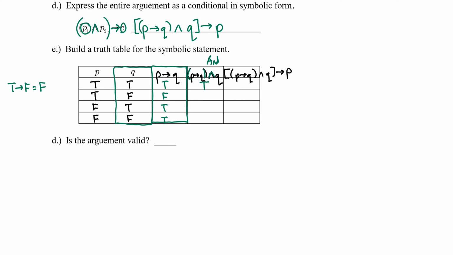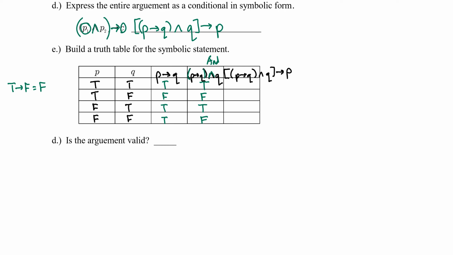So in row 1, both components are true. Our conjunction is true. In row 2, both components are false. Our conjunction is false. In row 3, both components are true. Our conjunction is true. And in row 4, you've got one of each, so our conjunction is false. Remember, 2 truths make a conjunction true.